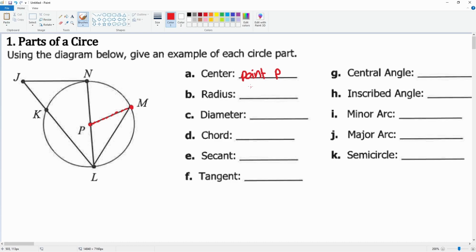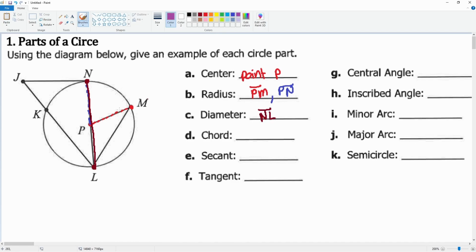Here you can say it is line PM. Also, you can say that can be line PN as well. Both answers are valid. The diameter goes from one end to the other end, crossing through the center. So we can say that is line NL.